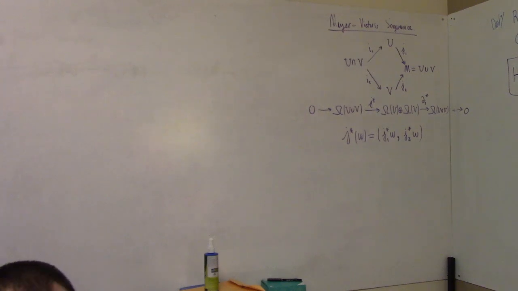I mean, J1 is a map from where? From U to U union V. J2 maps from V to U union V. So if omega is a mapping on J, what is it? I guess for that to make sense, omega should be a one form on the intersection of U and V, right?